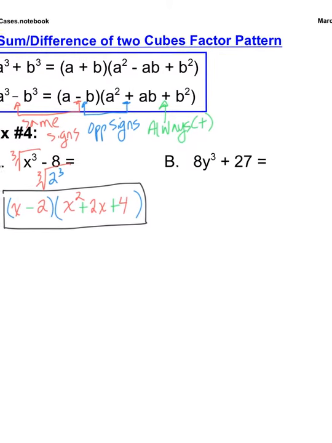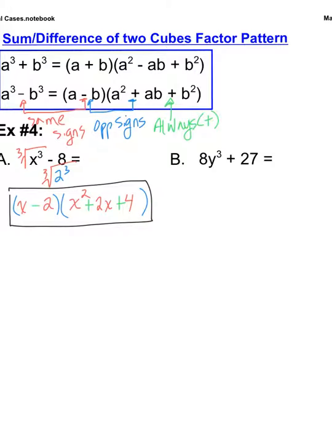I'm going to move this over a little bit so that you can still see the factor pattern. So b, this is a perfect cube because, as we said before, 8 is 2 cubed. This is a perfect cube, and this is a perfect cube, because 27 is 3 to the 3rd and 8 is 2 to the 3rd. So I have the sum of 2 cubes.